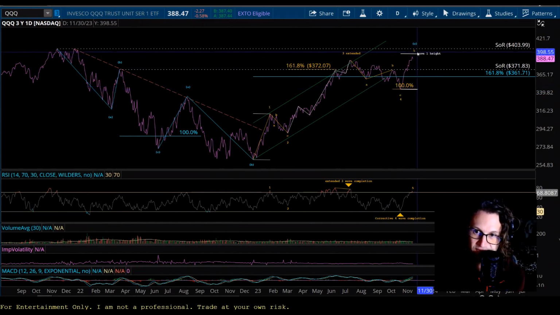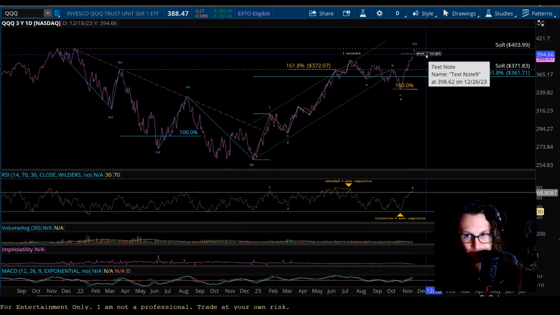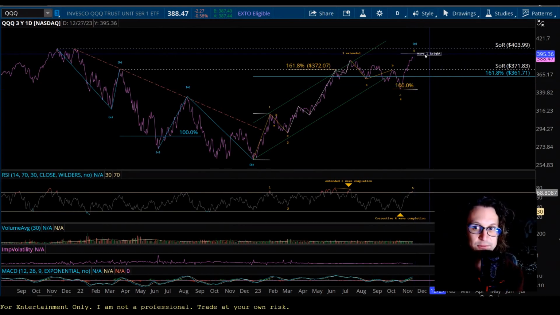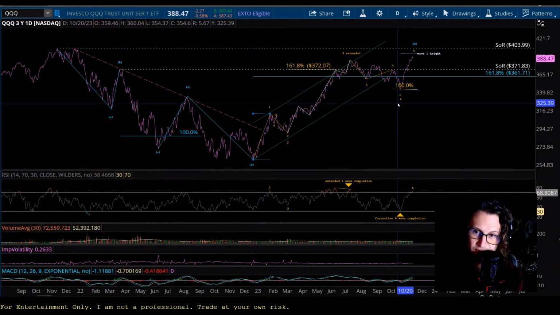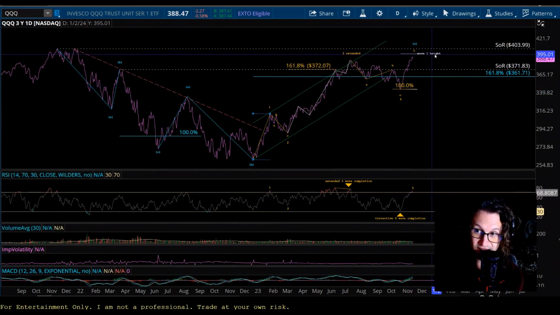And now we find ourselves in wave 5. What will happen? I don't know. But typically wave 5 tends to resemble wave 1 in height. And so I just measured the height of wave 1, and I apply it to the bottom of wave 4. And sure enough, we're not quite there yet, but we should be getting there at around 395.